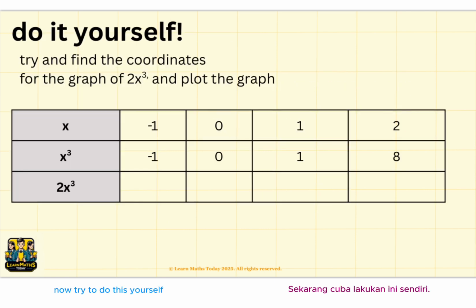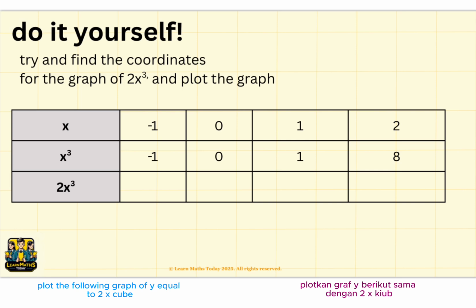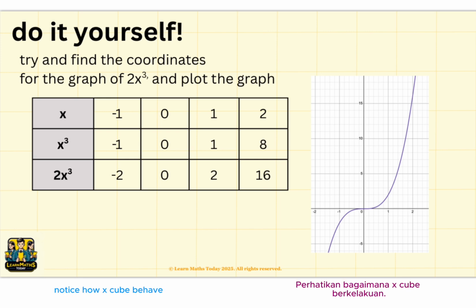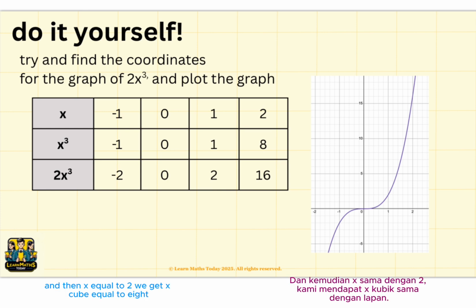Now try to do this yourself. Plot the graph of y equal to 2x cubed. Notice how x cubed behaves. At x equal to negative 1, we get x cubed equal to negative 1. At x equal to 0, we get x cubed equal to 0. At x equal to 1, we get x cubed equal to 1. And at x equal to 2, we get x cubed equal to 8.